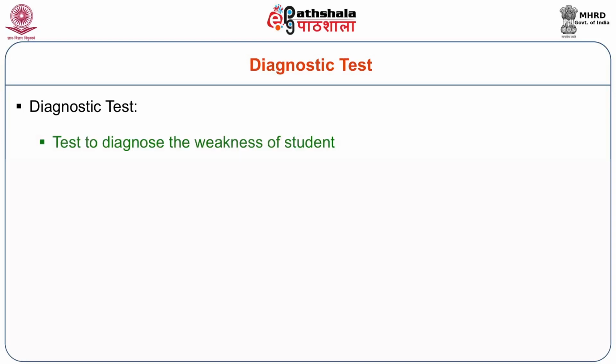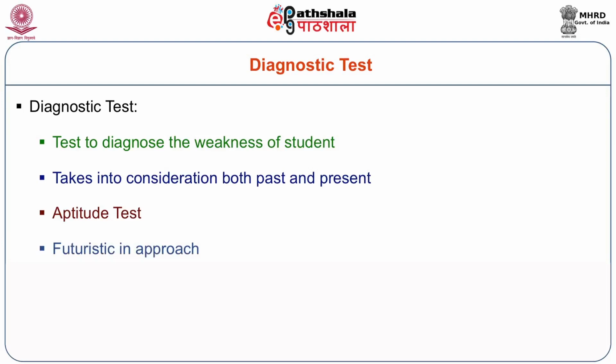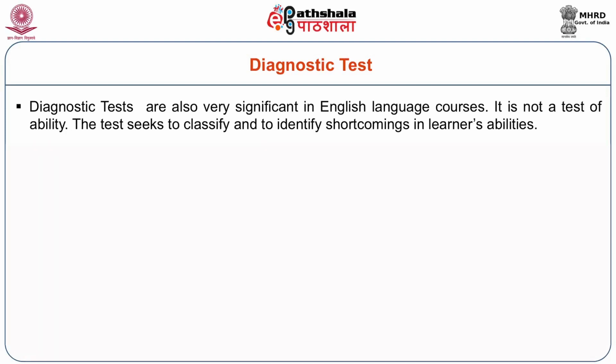A test to diagnose the weakness of the student takes into consideration both past and present. An aptitude test is futuristic in approach, and the mechanism to assess natural ability is done through the aptitude test. Diagnostic tests are very significant in English language courses. It is not a test of ability. The test seeks to classify and to identify shortcomings in learners' abilities. When we diagnose the problem, then only can we come to certain solutions.